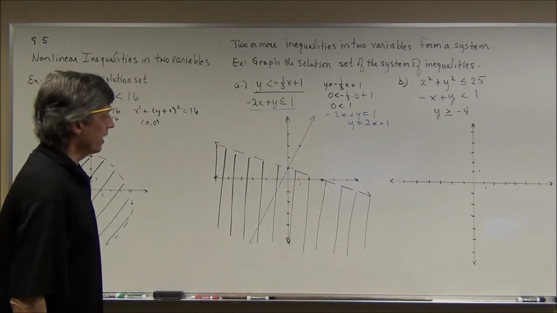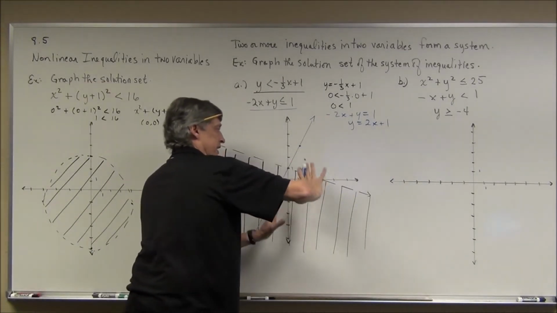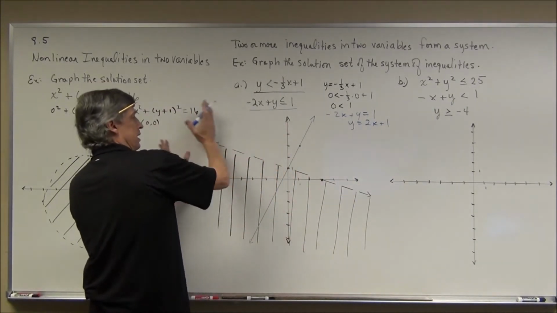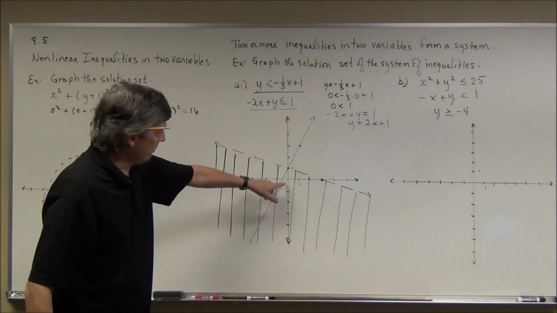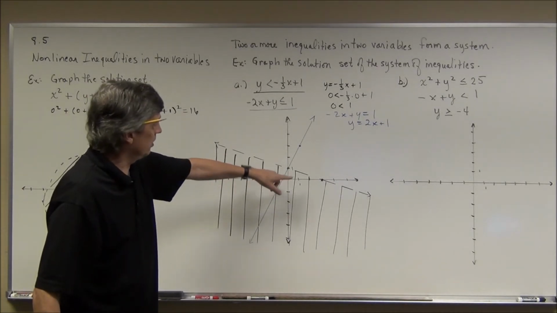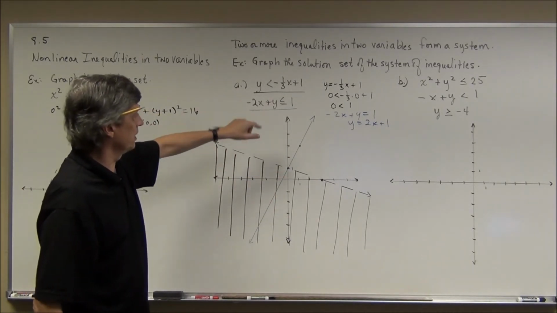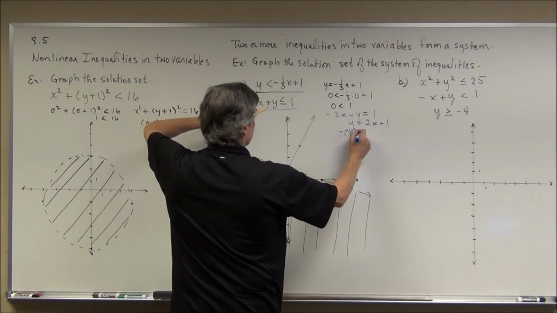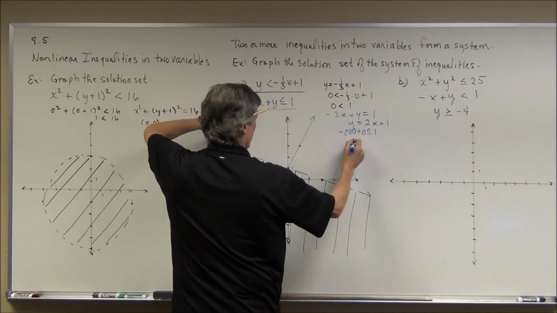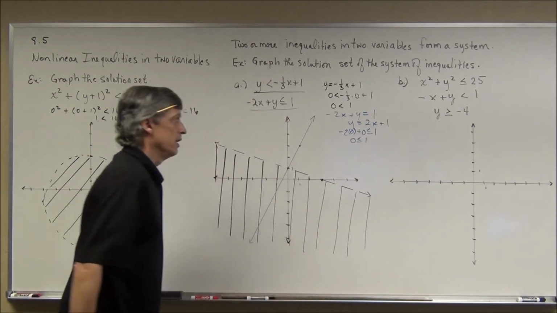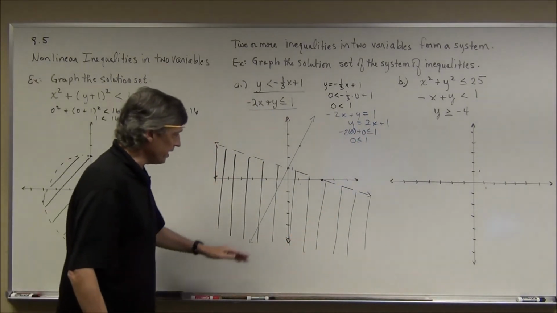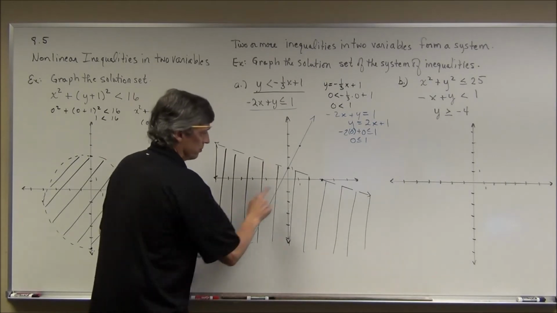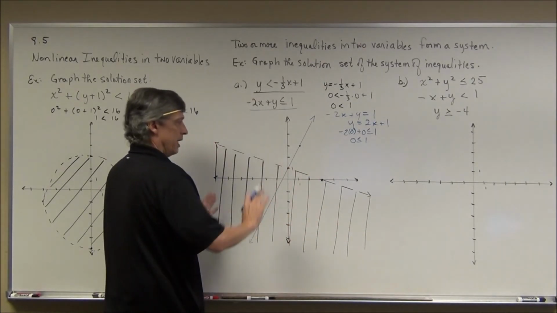Okay. And I have this half plane, which is kind of down and to the right, and this half plane, which looks like it's kind of up and to the left. I pick a point not on the line, like 0, 0. I substitute 0, 0 into here. Negative 2 times 0 plus 0 is less than or equal to 1. 0 is less than or equal to 1. That's a true statement. And since 0, 0 just barely is to the right, I shade to the right.